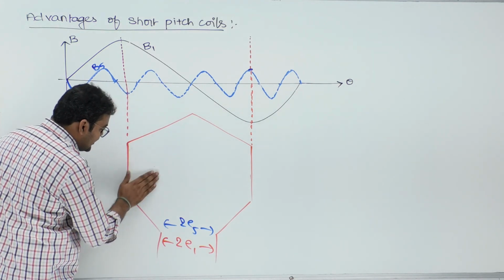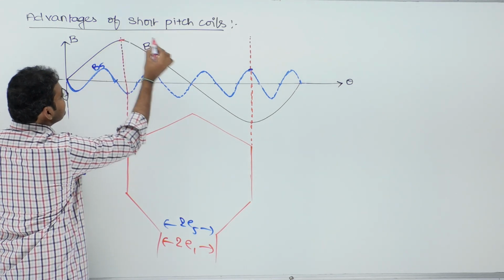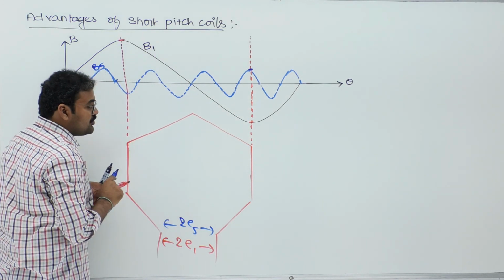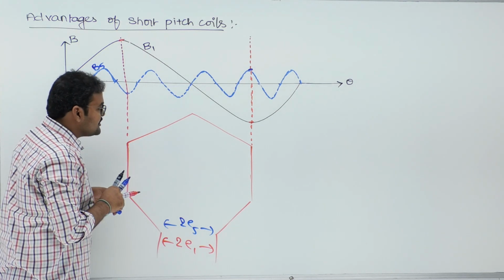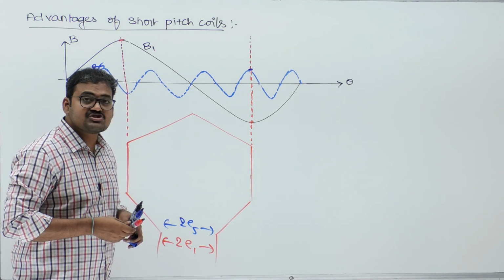This is a full pitch coil voltage. Okay, this is 180 degrees, because positive maximum to negative maximum is exactly 180 degrees. But I don't want to use a full pitch. I want to use a short pitch now, in such a way that which harmonic voltage should cancel?